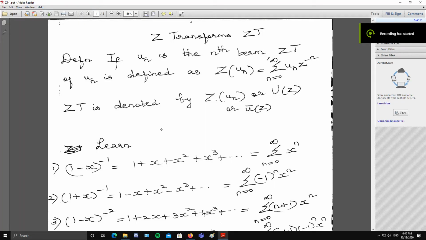Today's class we will discuss about Z transform. It is a part of third module. So third module has two parts. First one is Fourier transform. Second part is Z transform. You should not read it as Z transform.